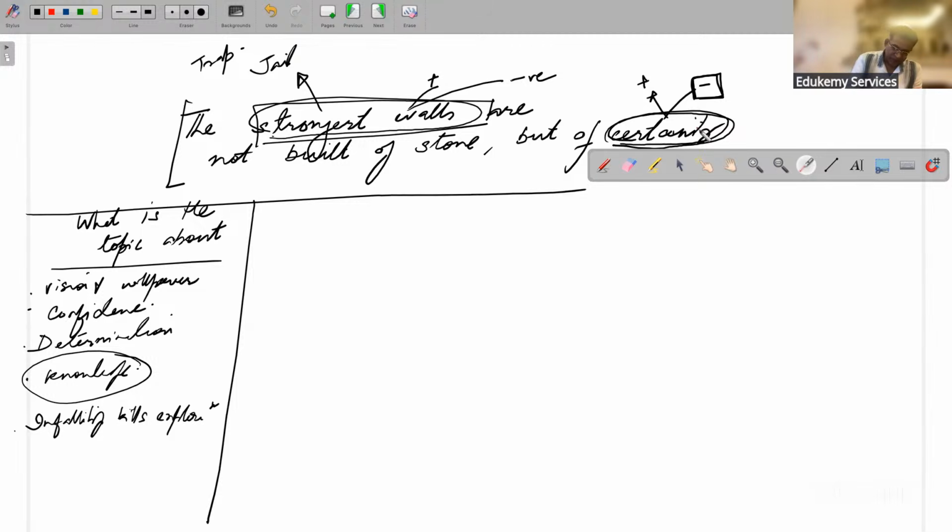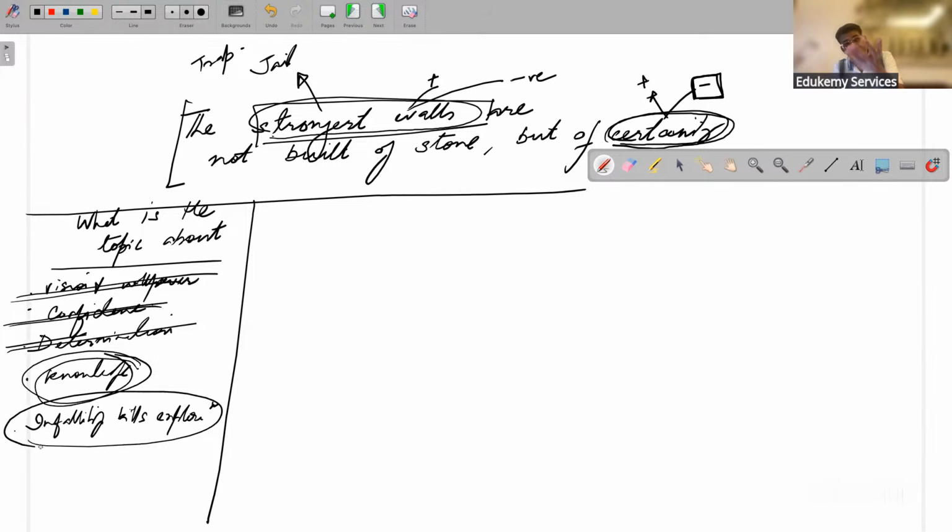So this topic is not about vision, willpower. It is not about confidence. It's not about determination. It's about the pursuit of knowledge. It's about infallibility. अगर आपको लगता है ना कि आप कभी फेल हो ही नहीं सकते, it will kill your exploration. You're too certain about yourself. हाँ, yes, आदित्य. बेटा इसीलिए तो फिलोसॉफिकल टॉपिक्स है ना ये. हम तो चाहेंगे आप डिस्कस करो मेरे साथ में, some of these topics.